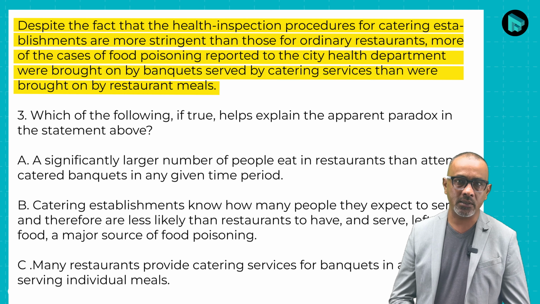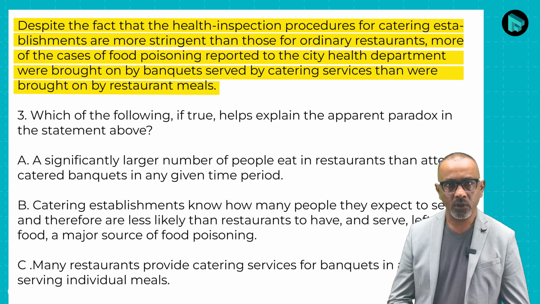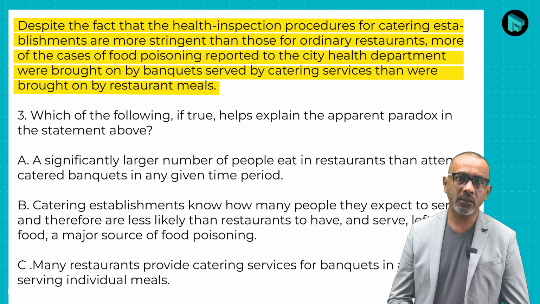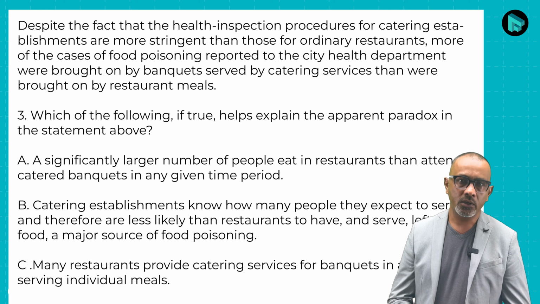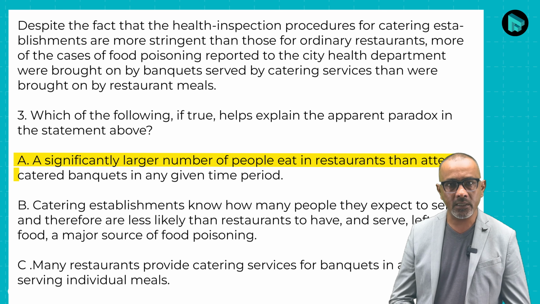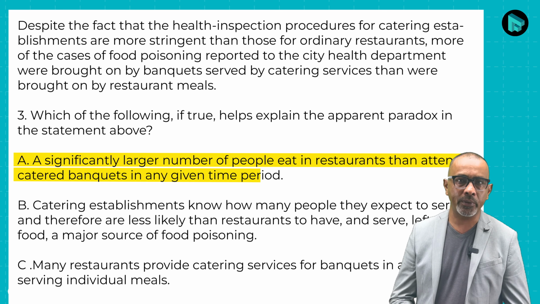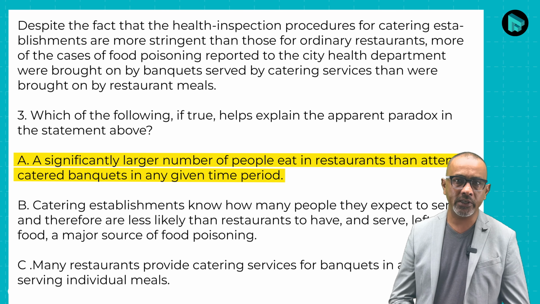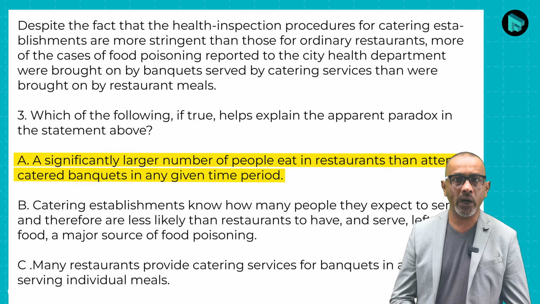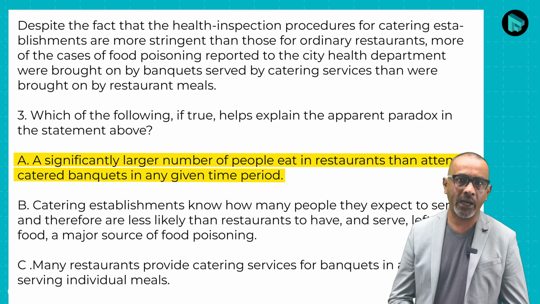Now let's look at the answer choices and see if we can find a relation of cause and effect between the prompt and an answer choice, whereby the prompt or the paradox is the effect and the resolution is the cause. Choice A: A significantly larger number of people eat in restaurants than attend catered banquets in any given time period. While this may explain why there are more opportunities for food poisoning in restaurants, it does not address why more cases are reported from banquets. It doesn't resolve the conflict between stricter inspections and higher reporting in banquets.